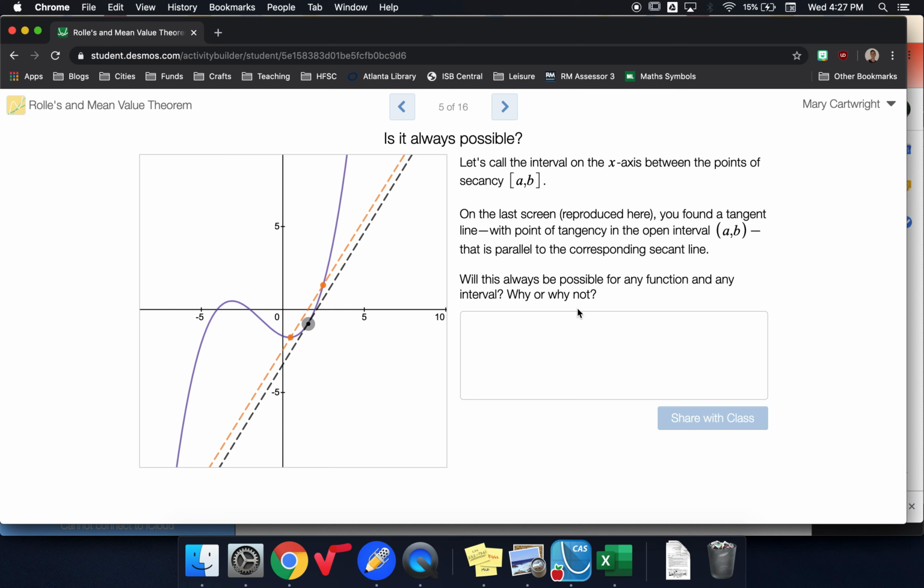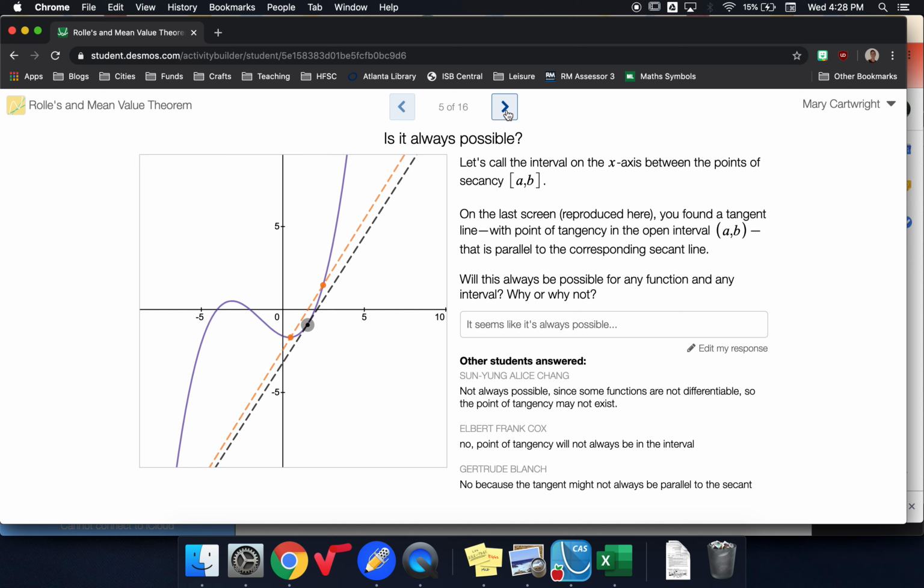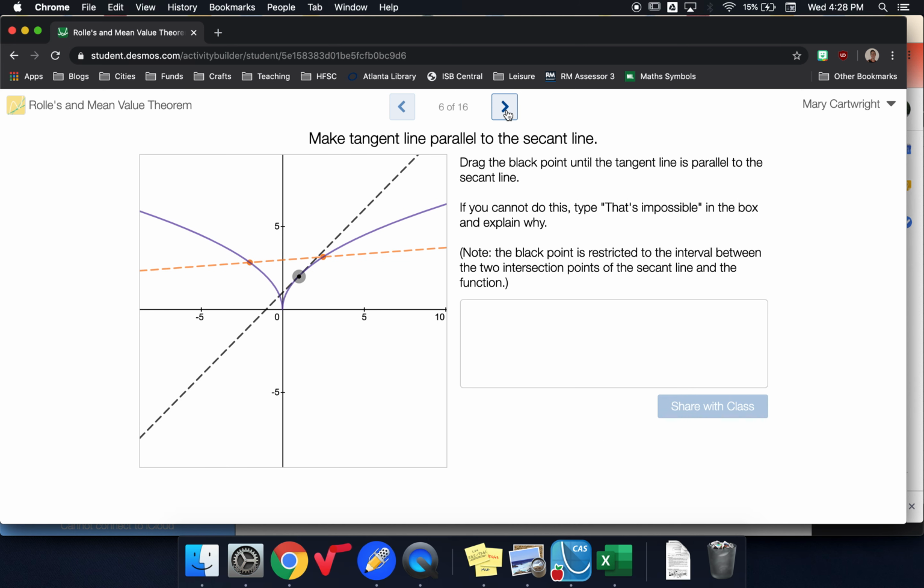So is it possible that this can always happen? Can I always find a tangent line between a and b that's going to be parallel to my secant line? So as of now, it seems like it's always possible. But you know me, always going to be tricky. So let's go on and see what happens.